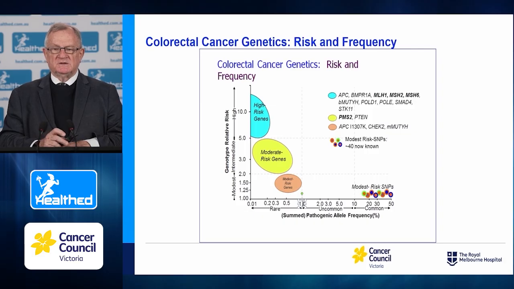Single nucleotide polymorphisms are more common in the community, although of low risk, whereas the high-risk genes are really quite rare, but very important in terms of their penetrance for the development of cancer.